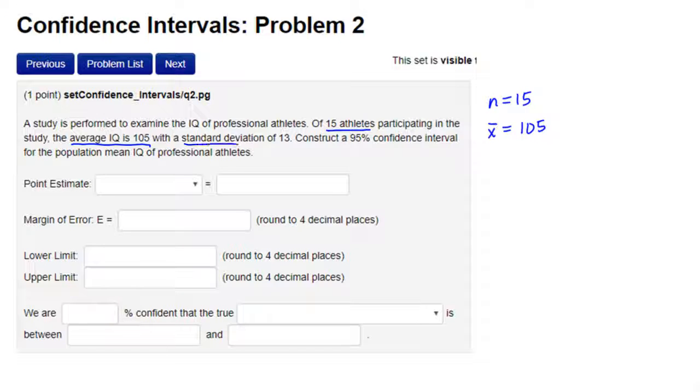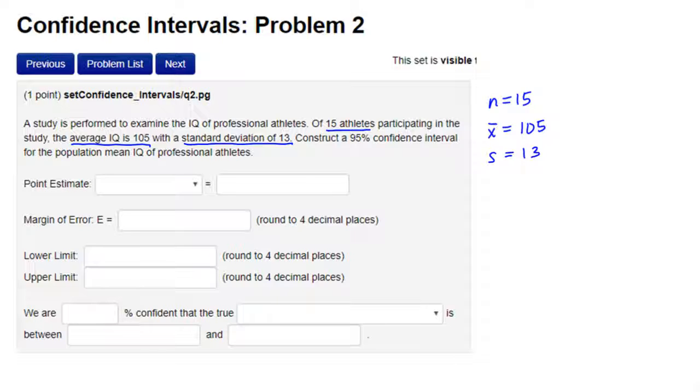There's a standard deviation of 13. Standard deviation is not preceded by the word population. It is not a population standard deviation. That standard deviation came from the sample of 15. It is a sample standard deviation.